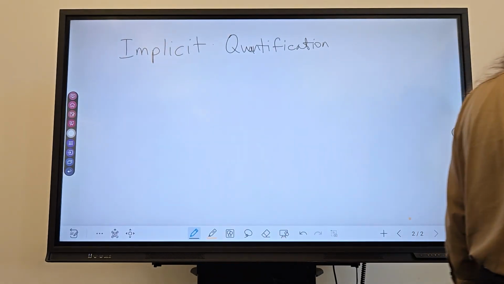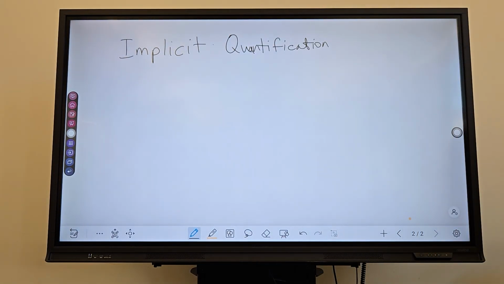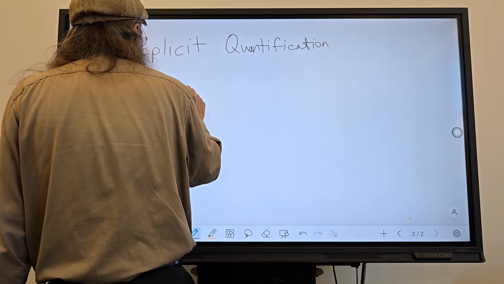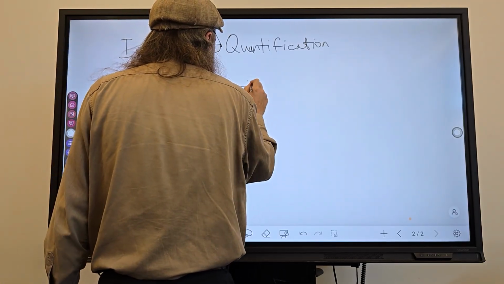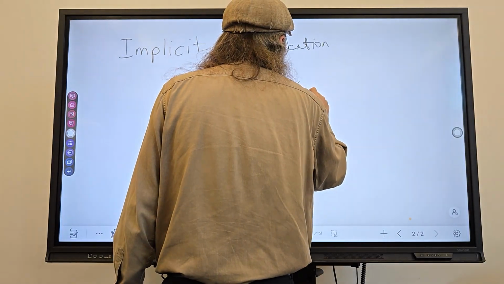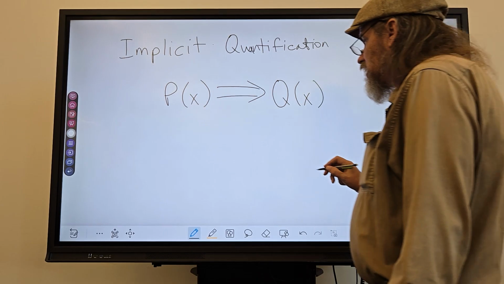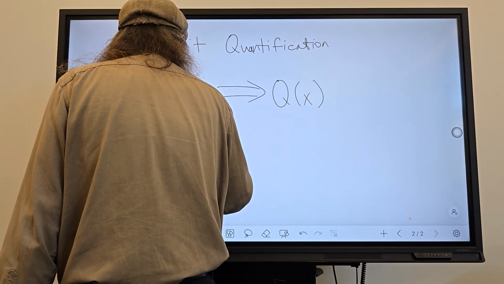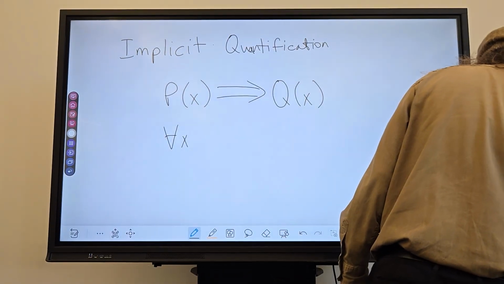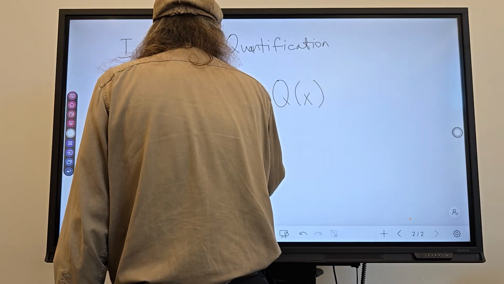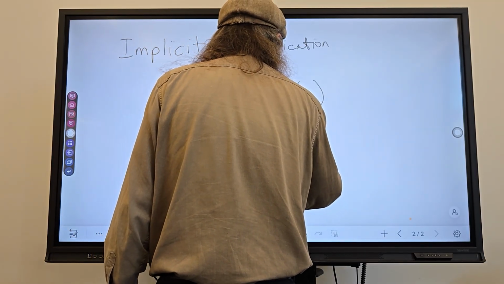Implicit quantification. Say P(x) and Q(x) are predicates, and suppose the common domain of x is D. The notation P(x) ⇒ Q(x) actually means that every element in the truth set of P(x) is in the truth set of Q(x), or equivalently, for all x, P(x) implies Q(x).